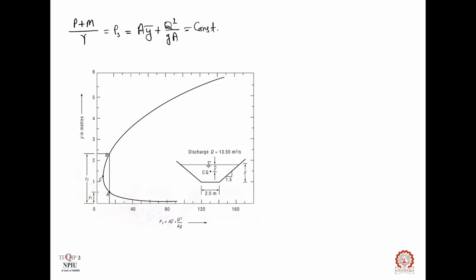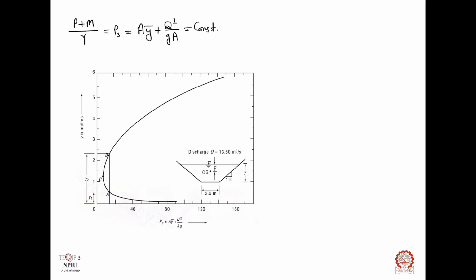So if you have the discharge and the channel geometry, then for any particular depth of flow in the supercritical flow, suppose y1, you can find the sequent depth for this y1, meaning the depth after the jump, by using this curve. This curve represents, in this case, a trapezoidal channel. Here the geometrical parameters are given. The bottom width is 2 and the side slope is 1:1.5. If these parameters are given, we can easily draw this curve between PS and Y.